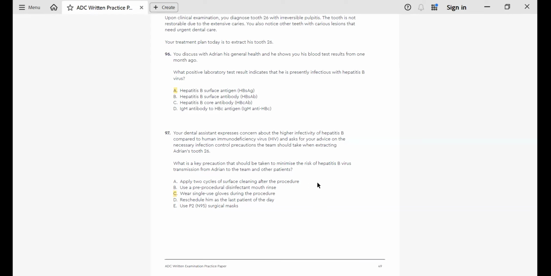All right. So please be a bit alert, be a bit more aware of how things are happening. Like I said, 95 to 98% of the questions in this paper are exactly as they are in the course portal with the exact same answers. So basically, the question is asking what is the key precaution that should be taken to minimize the risk of hepatitis B virus transmission from Andrian to the team and other patients. Which of the options is a standard-based precaution, because for hepatitis and HIV patients, we take standard precautions, all right? A, B, D, and E are not correct.